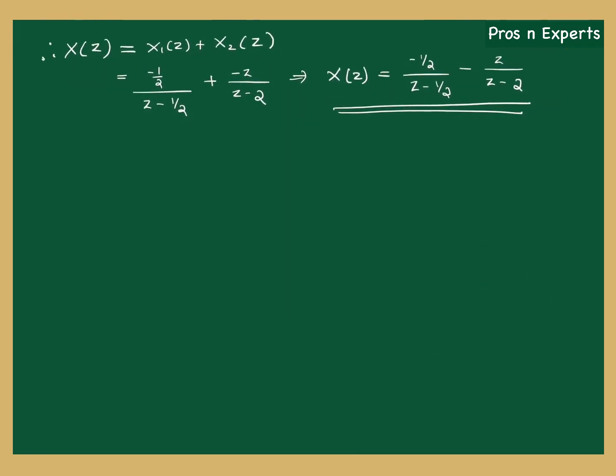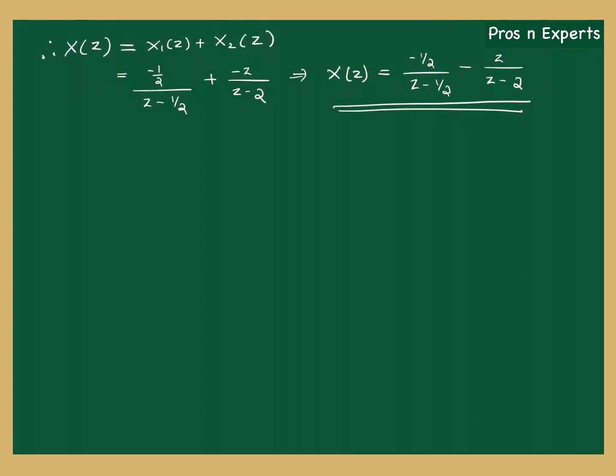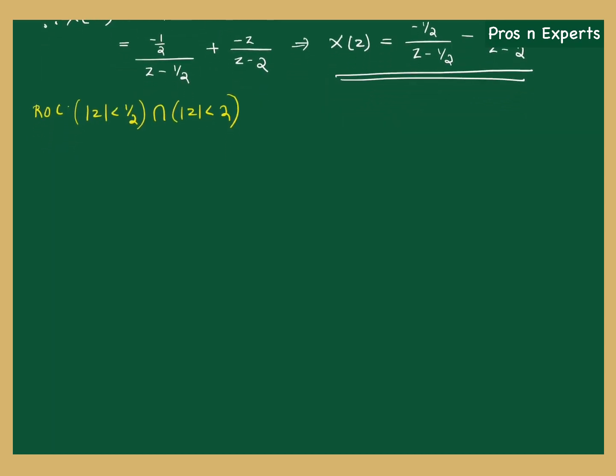We can write the intersection as: ROC is mod z less than half intersection mod z less than 2. This is what we need to plot. Okay, so let us try to plot this.